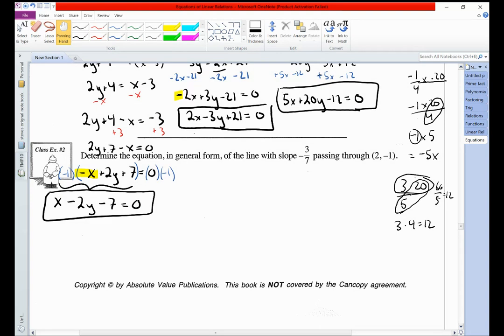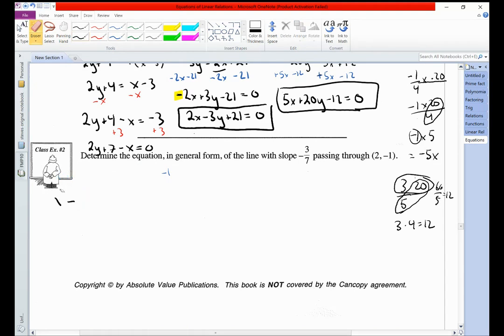Okay, I'm going to erase this stuff here just so that we can read the next question. It says, determine the equation in general form of the line with a slope of -3 over 7 passing through (2, -1). So in the end, we want general form, but we can't start there. We have to figure out what information we have. We are given the slope and a point. If we're given a point and a slope, we can write this in point slope form. I think it's point slope form.